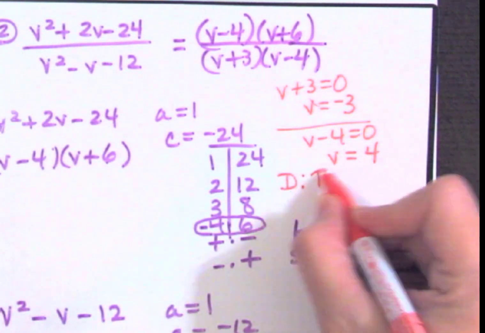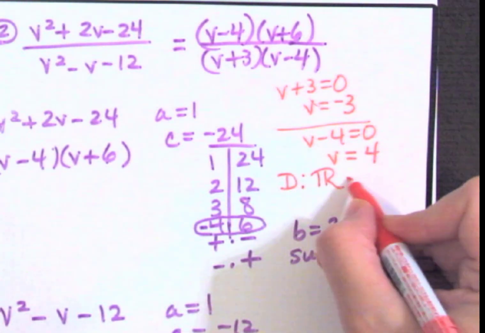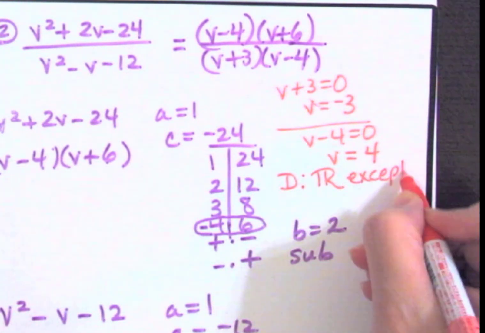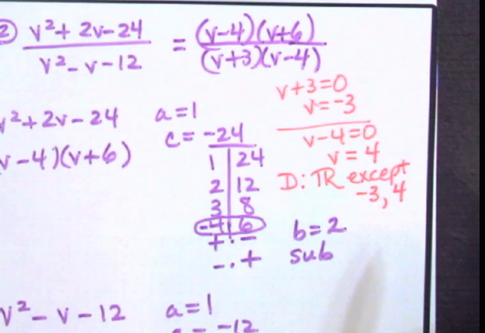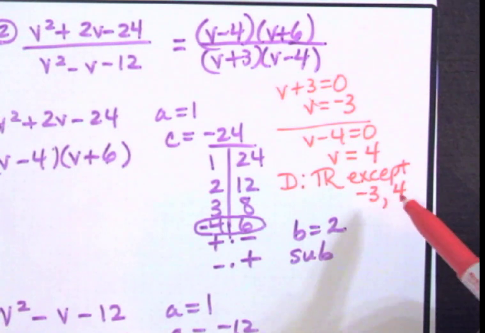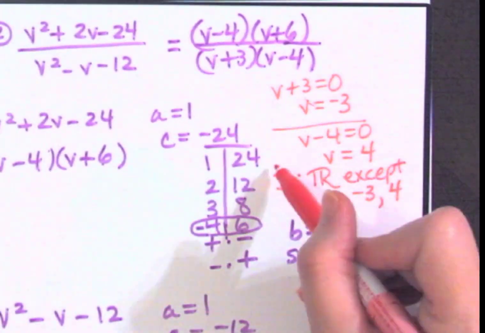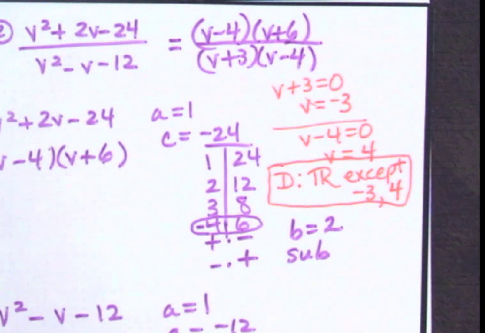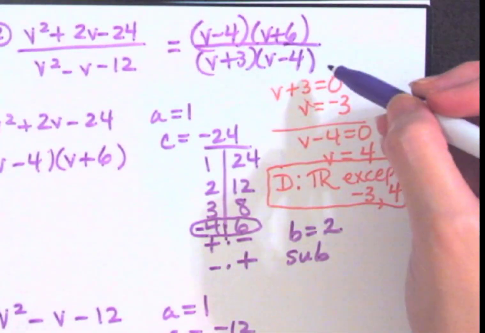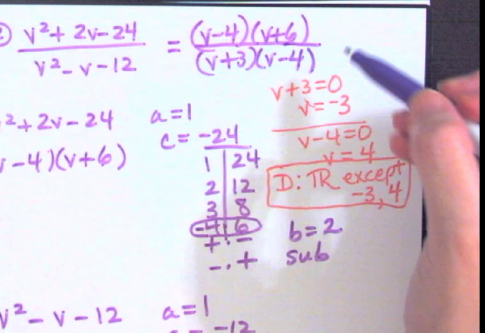I'm just going to put a fancy R for all real numbers, except negative 3 and 4. Now that we've taken care of excluded values, that's our domain, which would be real important if we had to graph it. Now we can think about actually canceling those like factors.